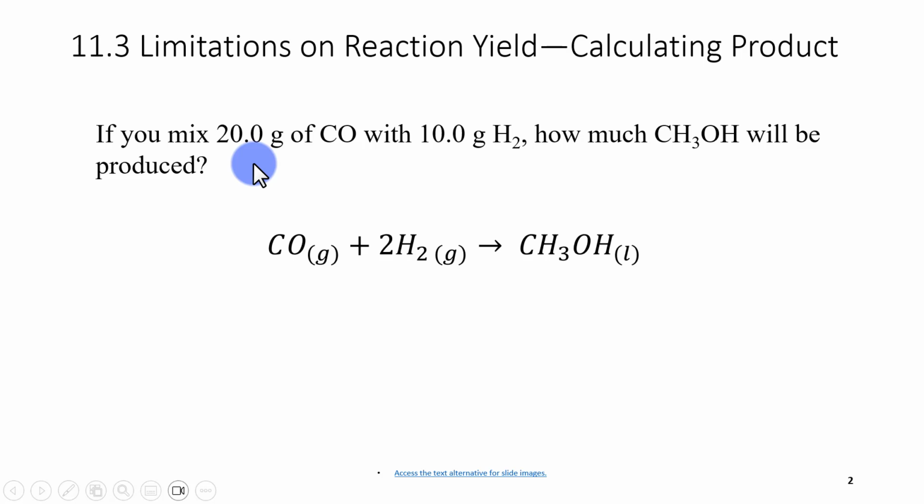But what we can do to determine which is going to run out is figure out, if I used up all of this 20 grams of CO, how much product am I going to make? And then in a separate calculation, if I use up all of the 10 grams of hydrogen, how much methanol am I going to make? Let's take a look.